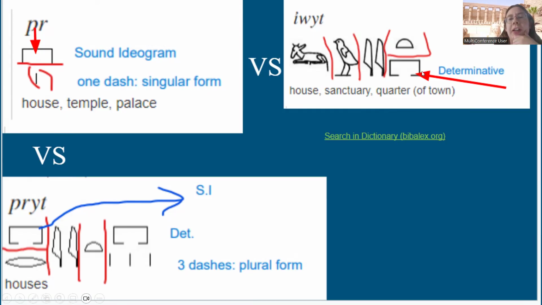So in the determinative, in this case, it's the same picture as the pair noun. So it's this one and that one. But in this word, it's functioning as a sound ideogram or unilateral. In this context, that same picture or image is functioning as a determinative.